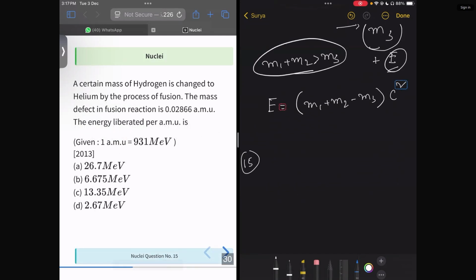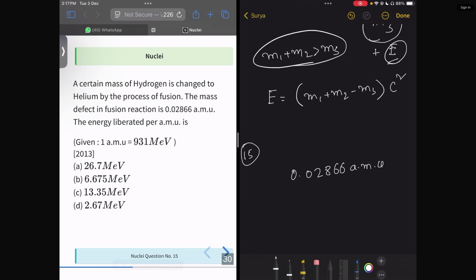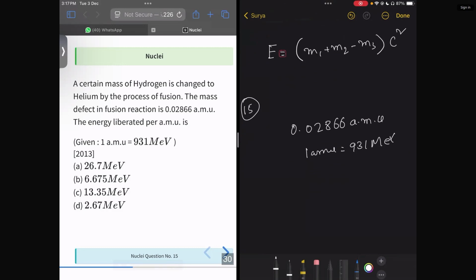15th question. A certain mass of hydrogen is changed to helium by the process of fusion. The mass defect in the fusion reaction is 0.02866 AMU, atomic mass unit. The energy liberated, we are asking. So 1 AMU is nothing but 931 million electron volts.